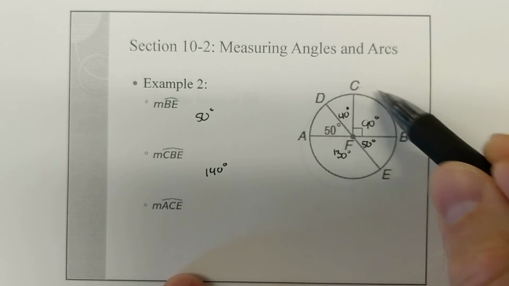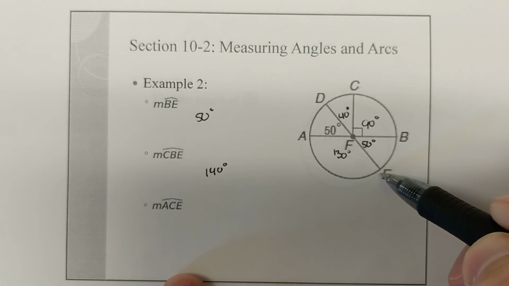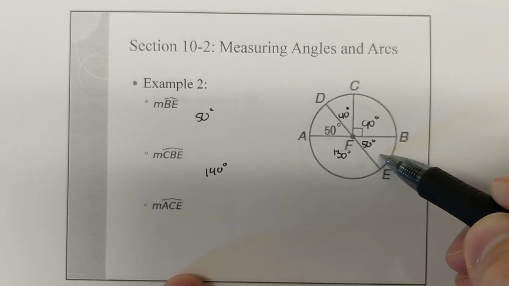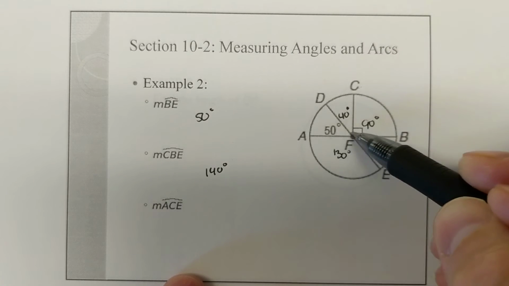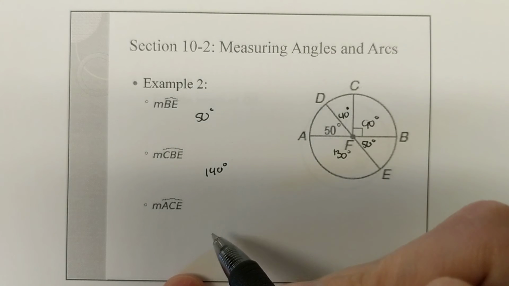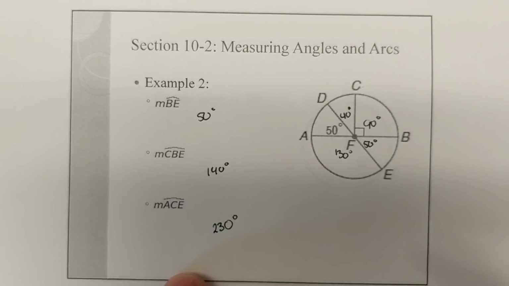And ACE starts at A, goes through C, and around to E. Now there's actually 2 ways to approach that one. You could do 50 plus 40 plus 90 plus 50. Or if you notice here, you're only missing this wedge here, AFE. So if I take 360 minus AFE, I get the same answer, 230 degrees.